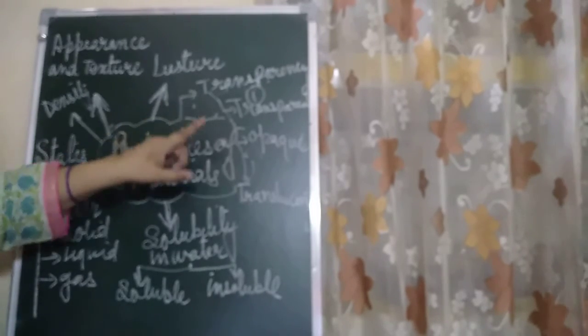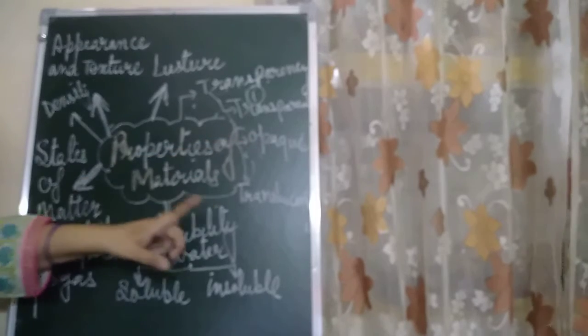Now, what is this transparency? Sometimes, children, the substances are classified into three groups, depending on the amount of light that can pass through them. What are their basic things, children? Depending on the amount of light that can pass through them, children.